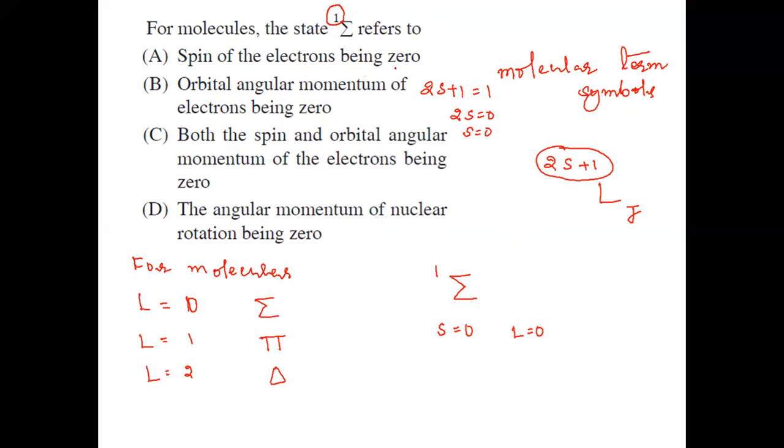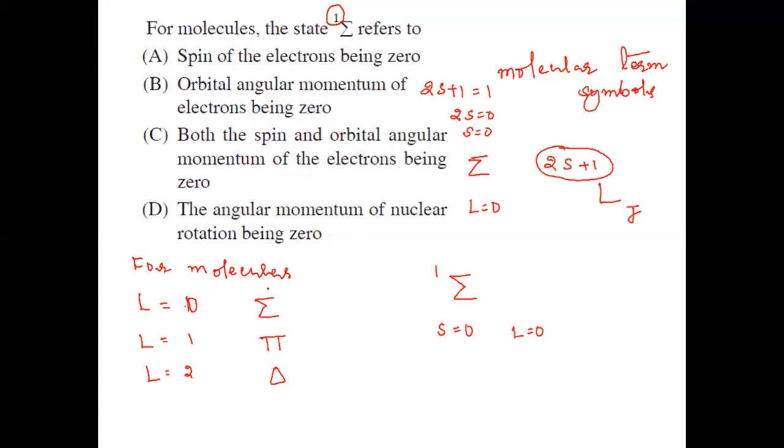The spin of the electrons being 0, then both the spin and orbital angular momentum of the electrons being 0. From this multiplicity, we could say that the spin of this molecular system is 0. Then from the symbol sigma, what one could get is the corresponding molecular orbital angular momentum, which is 0.